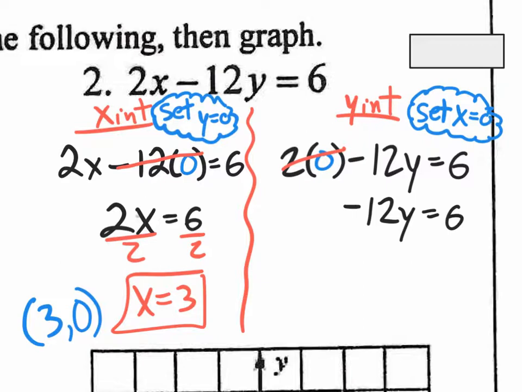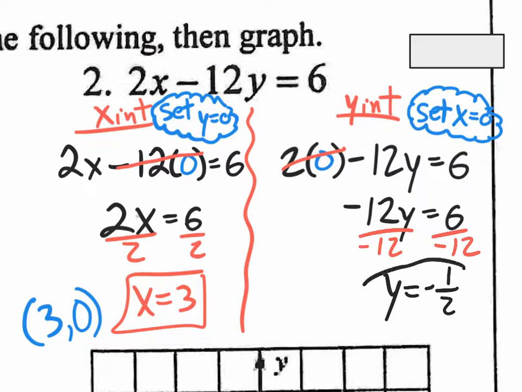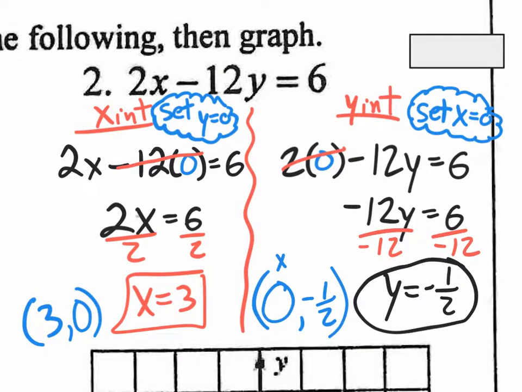On the other side, you're going to end up with a fraction. Let's divide by negative 12. Divided by negative 12, you're going to end up with y equals negative 1/2, because 6 over negative 12 is really negative 1/2 when you reduce it. It's not negative 2, but it is negative 1/2. So the coordinate there, if you wanted it as a coordinate, your x value is 0, your y value is negative 1/2 or negative 0.5.